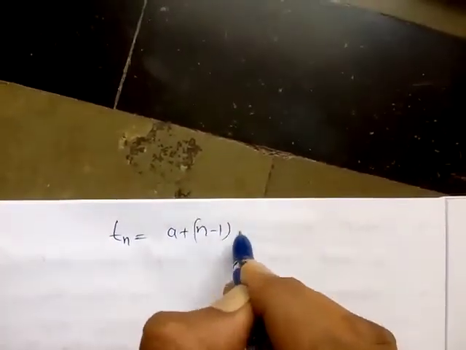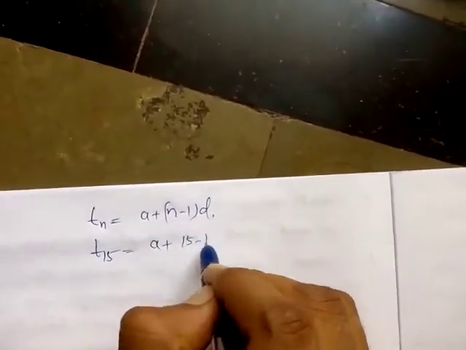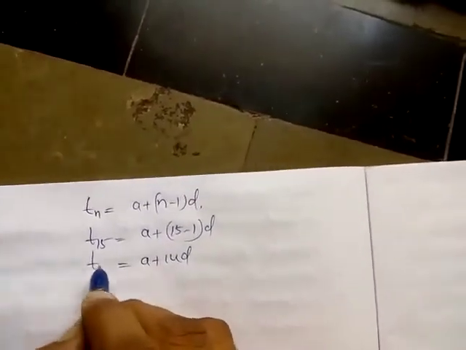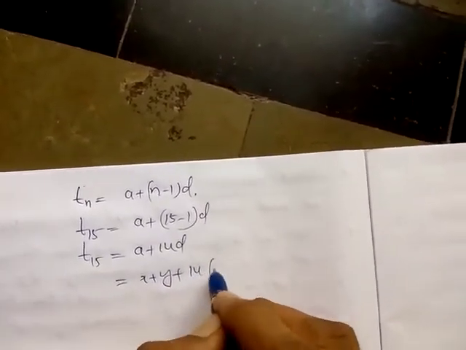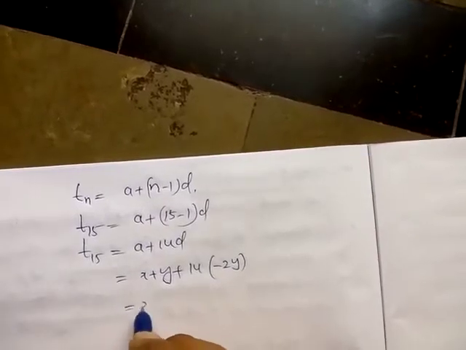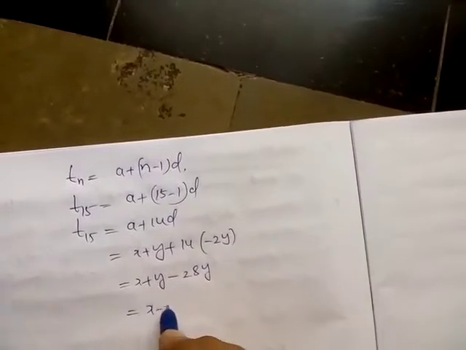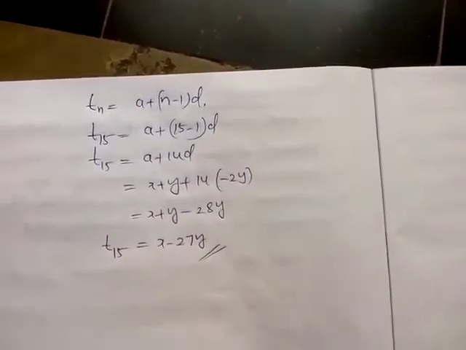So asking for the 15th term. The general term, nth term of the AP series, Tn is equal to A plus n minus 1 into D. So here the 15th term means A plus 15 minus 1 into D, so A plus 14D. This is the 15th term. What is the A value? x plus y, plus 14 into D, which is minus 2y. So x plus y minus 28y, so x minus 27y. This is the 15th term of the given AP series.